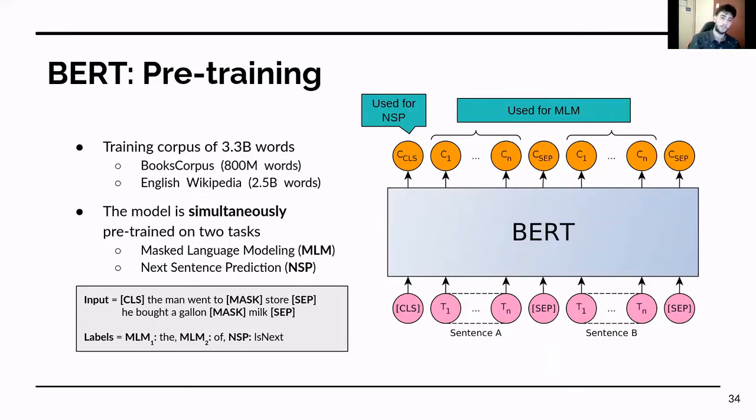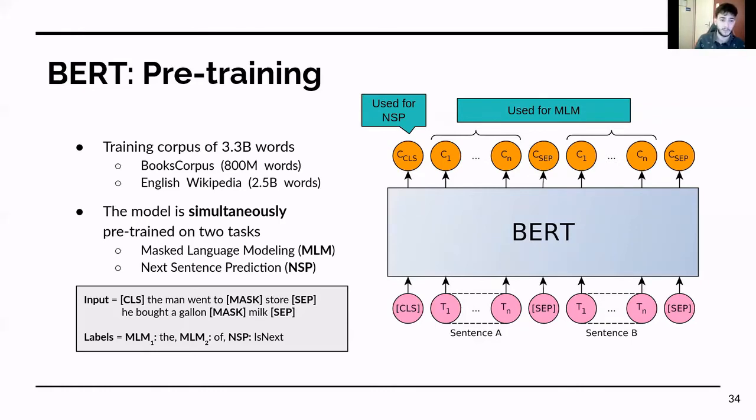And the way that we pre-train BERT is that we use a very large text corpus of almost 3.3 billion words, and we pre-train it simultaneously on two different tasks. The first task is the masked language modeling task, in which we mask out certain words and we ask BERT to predict which word is missing. And the second task is the next sentence prediction task, in which, given two sentences, BERT must decide if the second sentence is the next sentence.